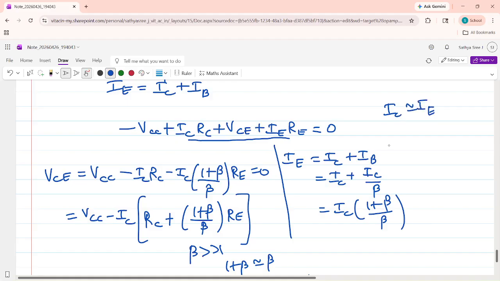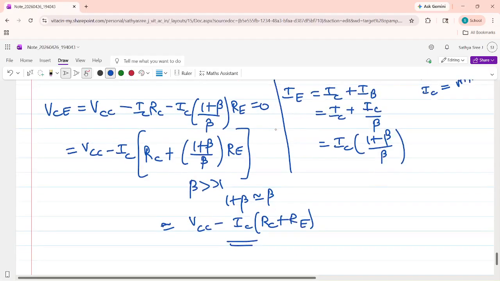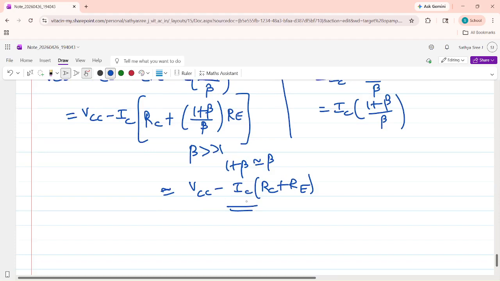Why is IC approximately equal to IE? If you see, IE equal to IC plus IB. IB will be in the order of microamps and IC will be in the order of milliamps. So IB is negligible because it is in microamps, and we can approximate IC as approximately equal to IE. If you do that, instead of IE, you can directly substitute IC. So you will get VCE equal to VCC minus IC multiplied by RC plus RE.